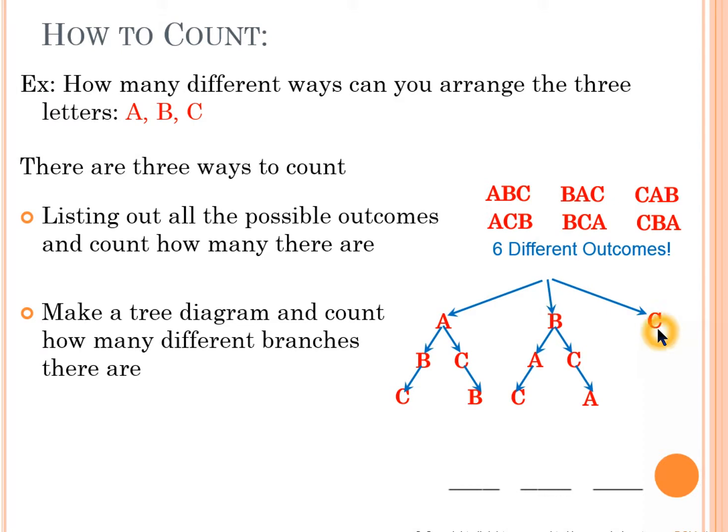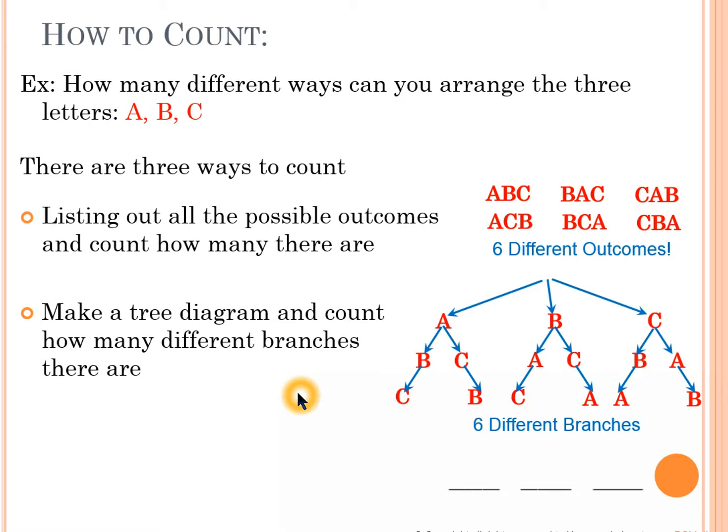Now, if you start off with letter C, then that means you can have B or A. If you have B, then that means you must have A for your final letter, and if you have A as your second letter, then that means you must have B for your third letter. Now, if you count the different branches, here's 1 branch, here's 2 branches, this is the third branch, this is the 4th branch, this is the 5th branch, and this is the 6th branch. So there are 6 different branches.